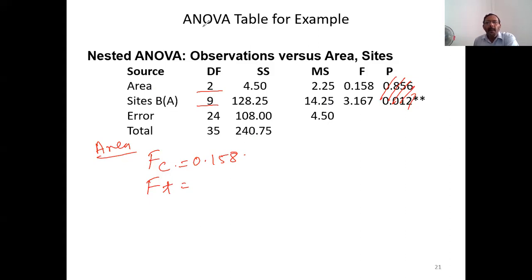Tell me, because I didn't open my table. For 2 and 9, 2 point? Vaishnavi? Sorry, sir, 4.26. I didn't get your value. Yes, sir, 4.26. Right. So this is the numerator degrees of freedom, and this is the denominator degrees of freedom. Okay. What is the alpha value?